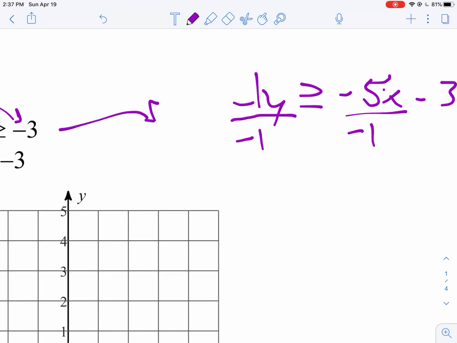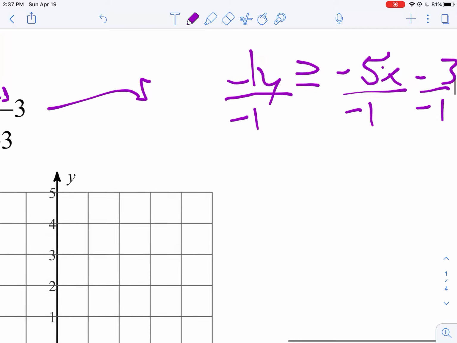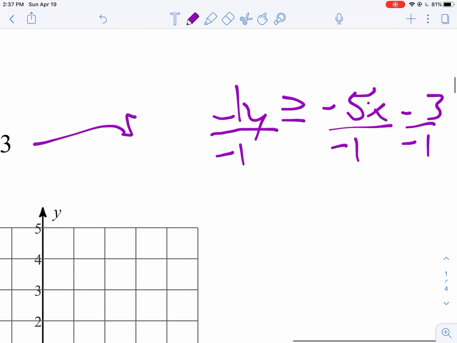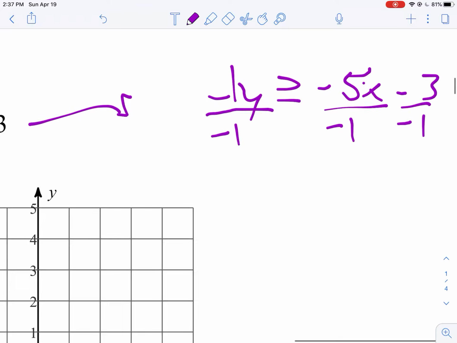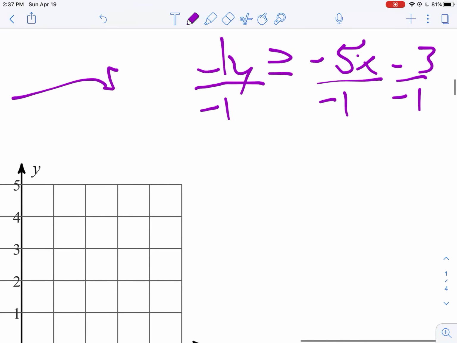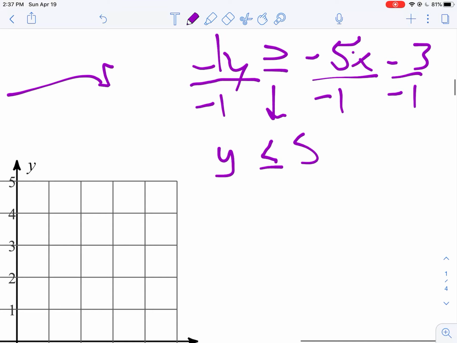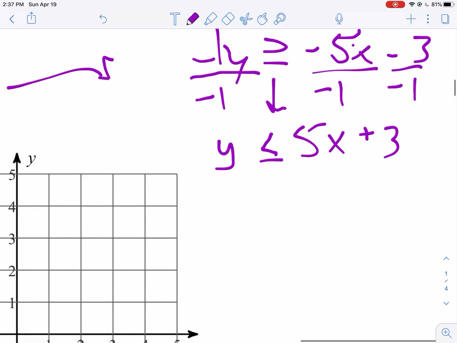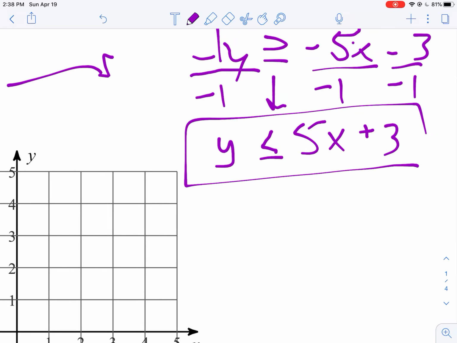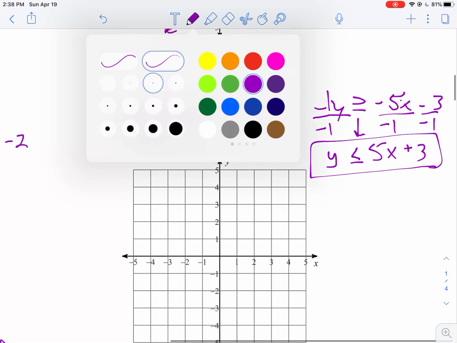But there's a rule with inequalities that we haven't talked about in a bit. Can you think of it? What's going on here? Do I have to do something when I divide both sides of an inequality by a negative? If you remember, good for you. If not, when I divide both sides of an inequality by a negative, I have to flip the sign. Right? So it went from a greater than or equal to a less than or equal to. All right, then I have 5x, and negative 3 divided by 1 is positive 3. So there's my first line. Okay, let's do the other.